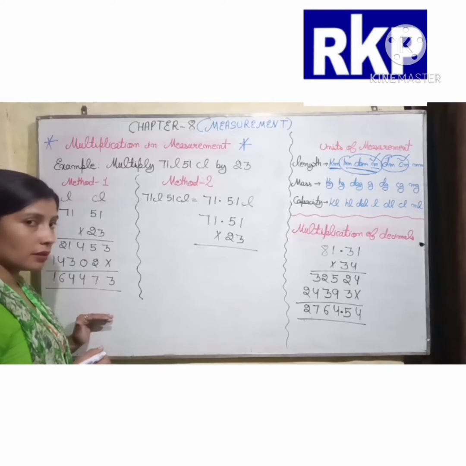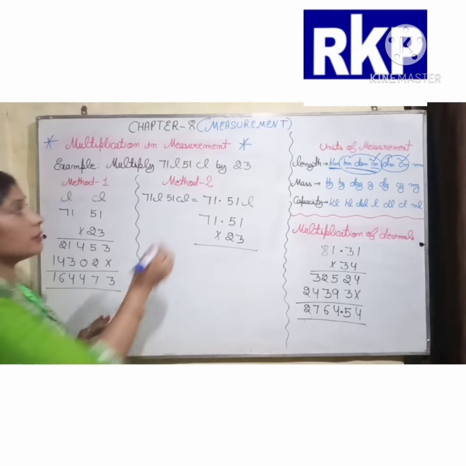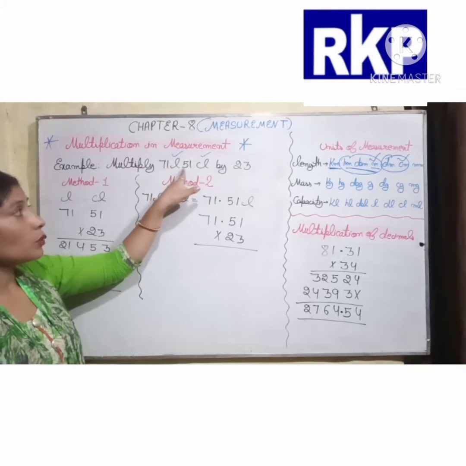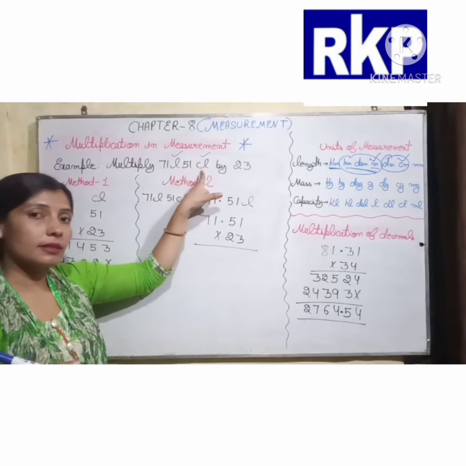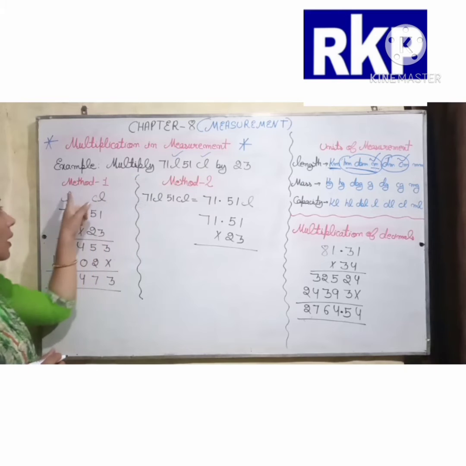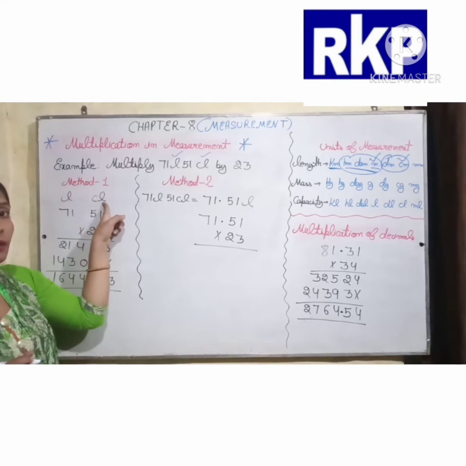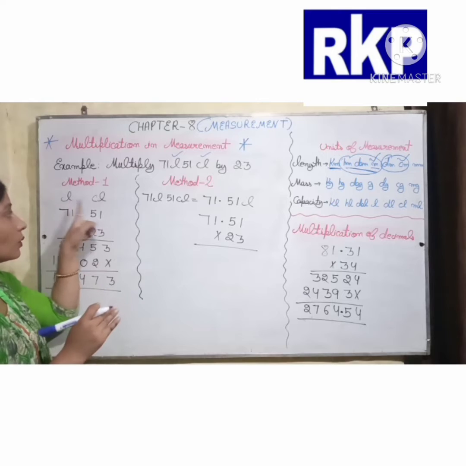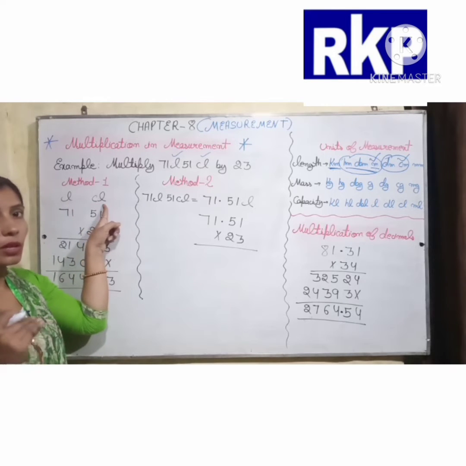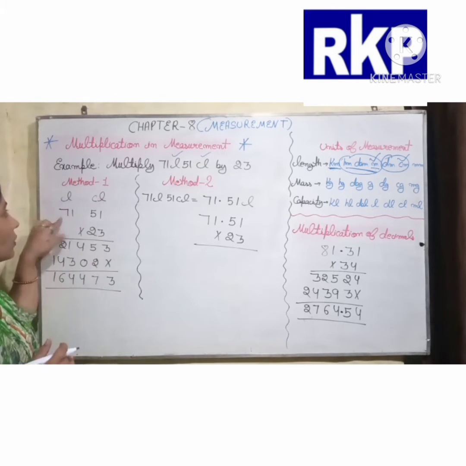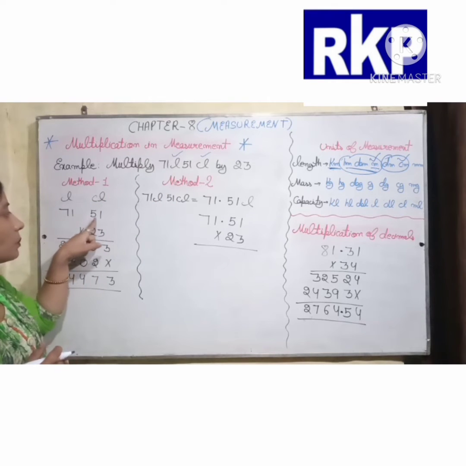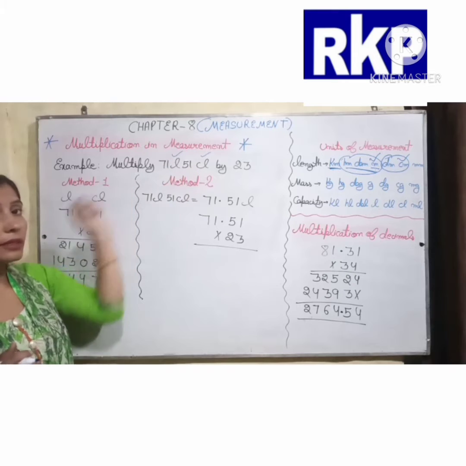According to the first method, first we have to write the given units. Here we have two units, liter and centiliter. So first we have to write liter and then centiliter. First we write the greater unit, and then on the right side we write the smaller unit. Now we have to write 71 below liter and 51 below centiliter.